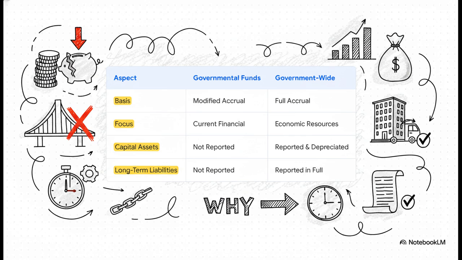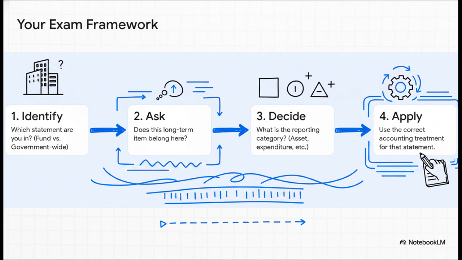It's that direct. So for any exam question that touches this stuff, I want you to use this 4-step mental checklist. First, what statement am I in? Is it a fund statement or government-wide? Second, does this long-term item even belong here? Third, okay, if it does, what is it? Is it an asset, an expenditure, something else? And then, only at the very end do you think about the journal entry or the accounting treatment. Always, always, always remember placement before mechanics.